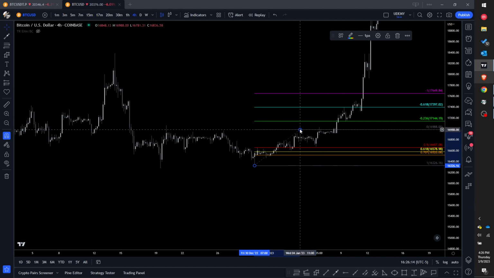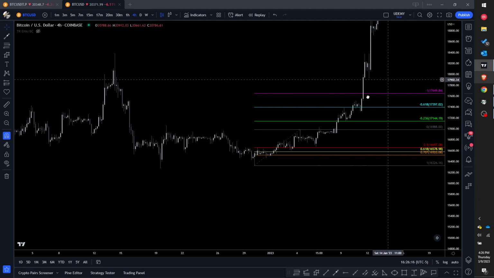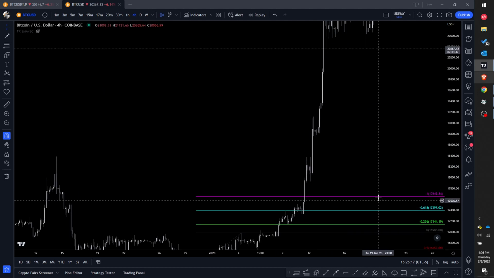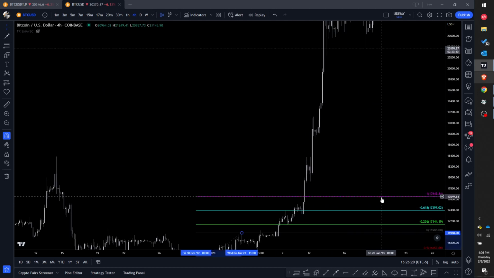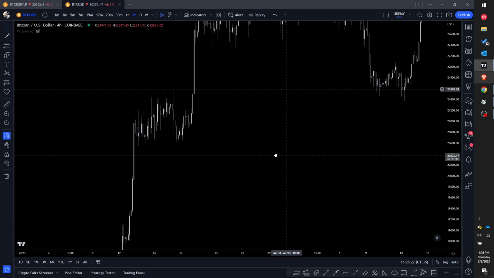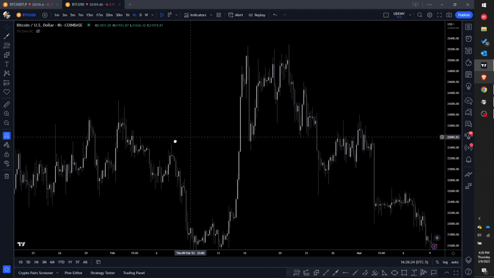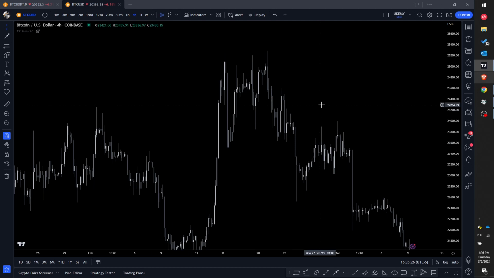So I probably wouldn't have entered there. I don't know. And then we go parabolic, so I know there's not going to be any pullbacks in this section that are worth looking at. I don't know. That's probably enough.